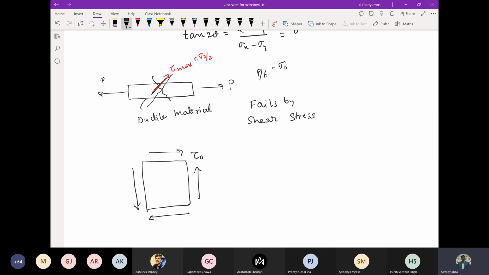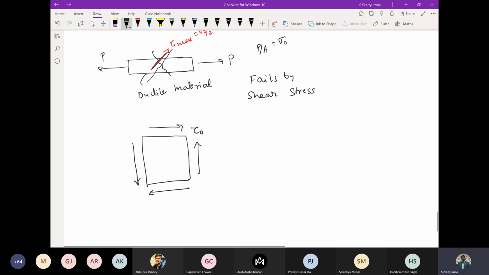Let's say this is equal to tau naught. Can you tell me now what are the principal stresses for this? This is what we call pure shear. Now I would like to know what is the state of stress on a 45 degree plane.